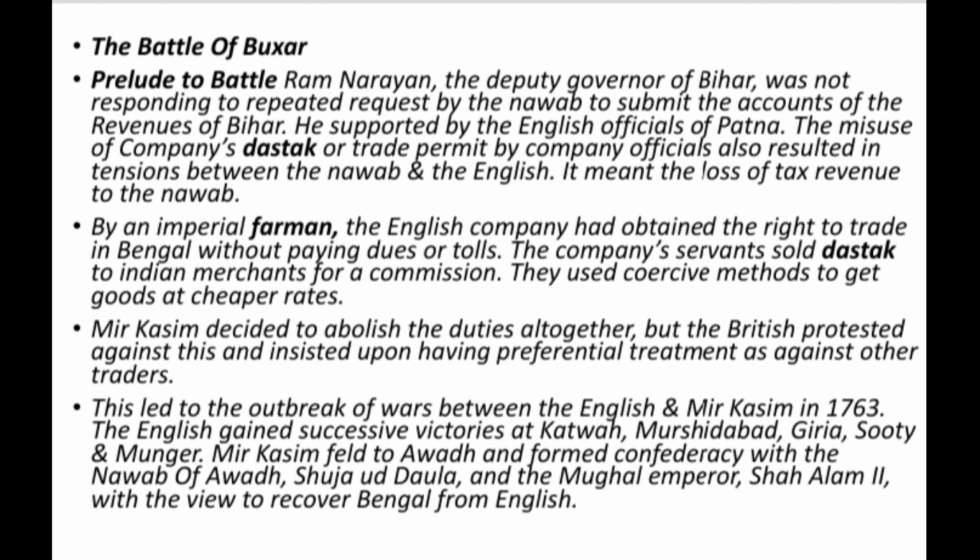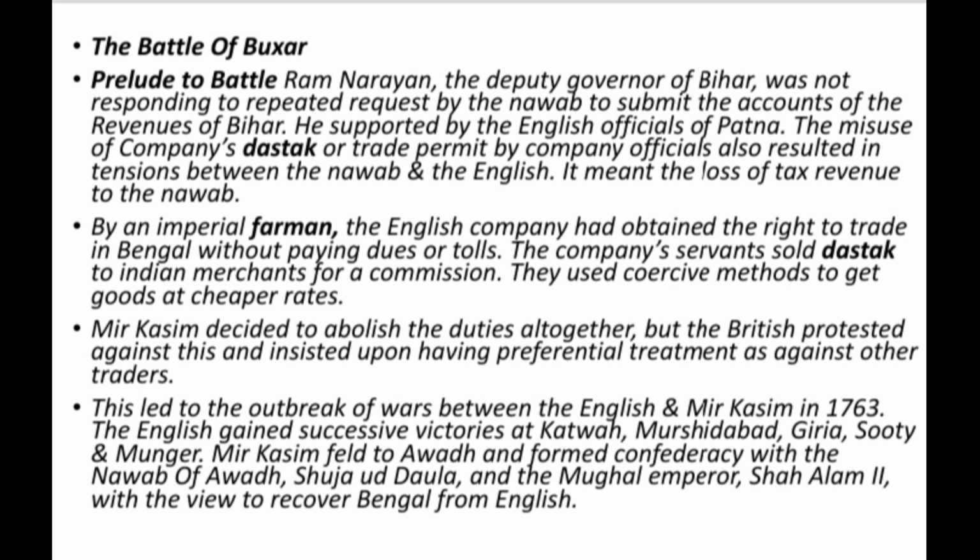By an imperial farman, the English company had obtained the right to trade in Bengal without paying transit dues or tolls. However, the servants of the company also claimed the same privileges for their private trade. The company's servants also sold dastaks to Indian merchants for commissions. Besides, they used coercive methods to get goods at cheaper rates, which was against the spirit of duty-free trade. The duty-free trade simply meant buying cheap in an otherwise competitive market.